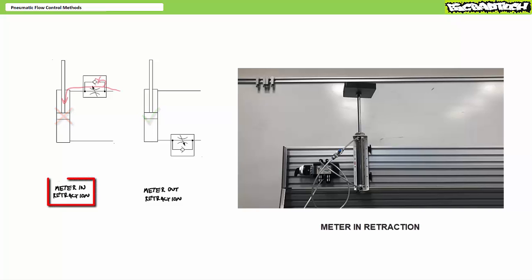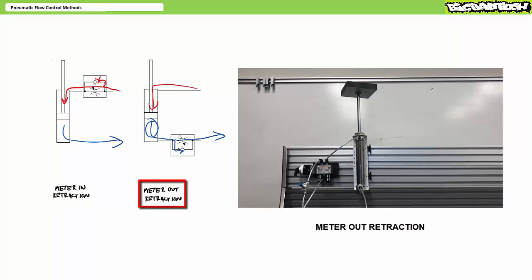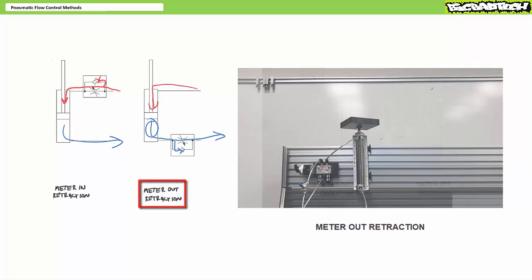Allow me to demonstrate. A meter-in retraction does control flow entering the rod end. However, with no restriction on the cap end, as soon as the cap end is exhausted to atmosphere, the load slams to the ground. Not exactly the best load handling system if you wanted to keep the load in any usable state. In contrast, a meter-out retraction configuration keeps a cushion of air trapped in the cylinder cap end supporting the lifted load during descent. The tighter the restriction, the slower the cap end drains and the slower the descent. When in doubt, meter out.